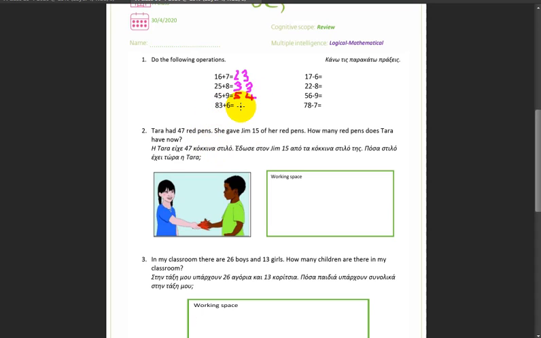Next up, we have 83 plus 6. So I'm going to count 6 forward from 83. So 84, 85, 86, 87, 88, 89. 89.